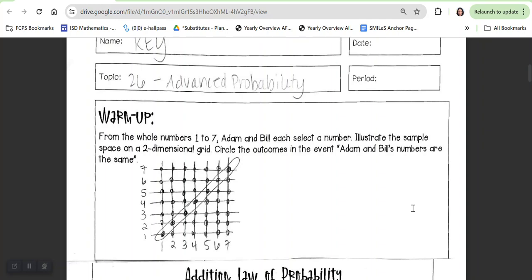So for the warm-up, if you haven't already tried it on your own, please pause the video and try it before watching.